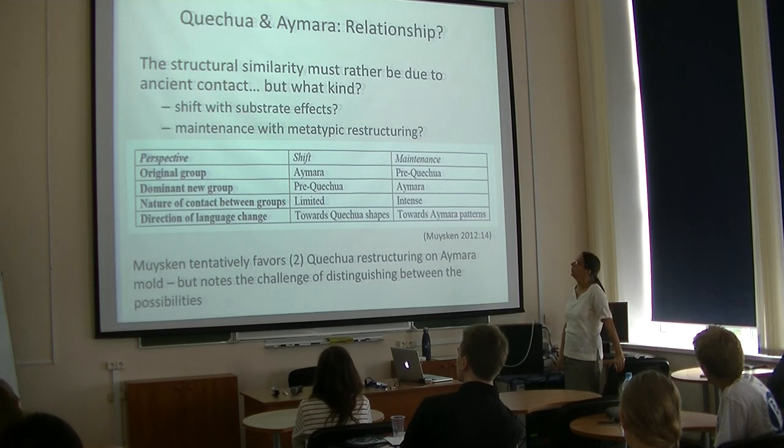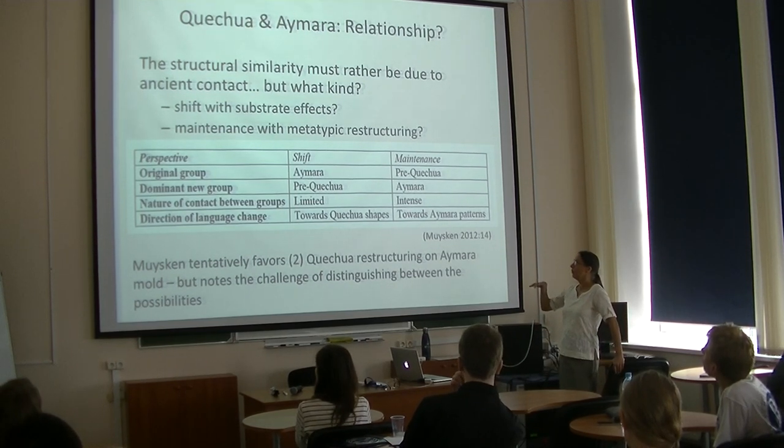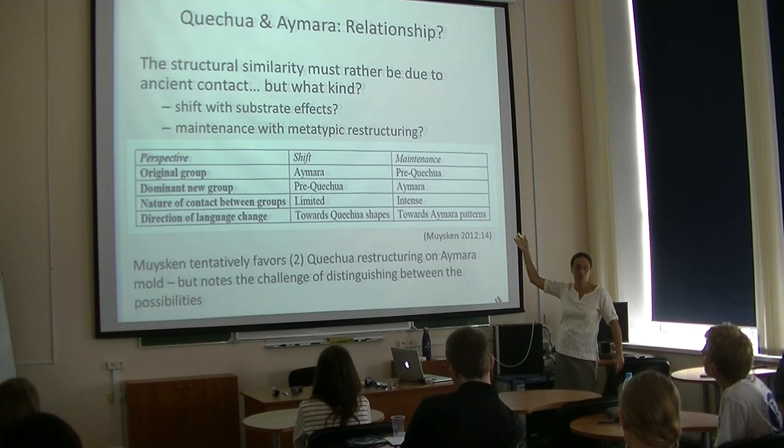congruence in particular. One possibility is that there would have been a shift with substrate effects, such that Aymara would have shifted to this pre-Quechua, and that Quechua would have been altered on the model of Aymara through that shift.